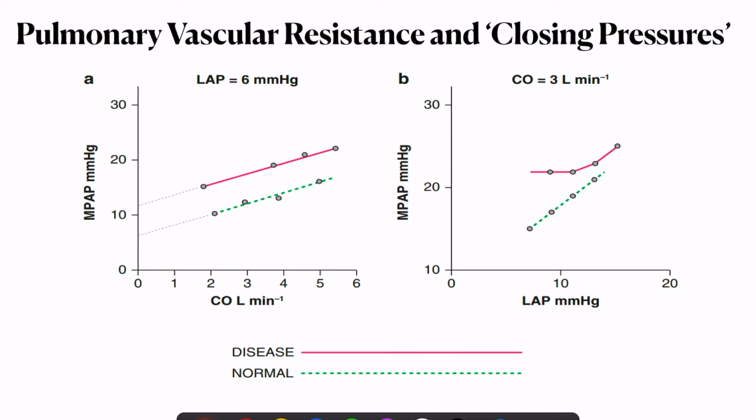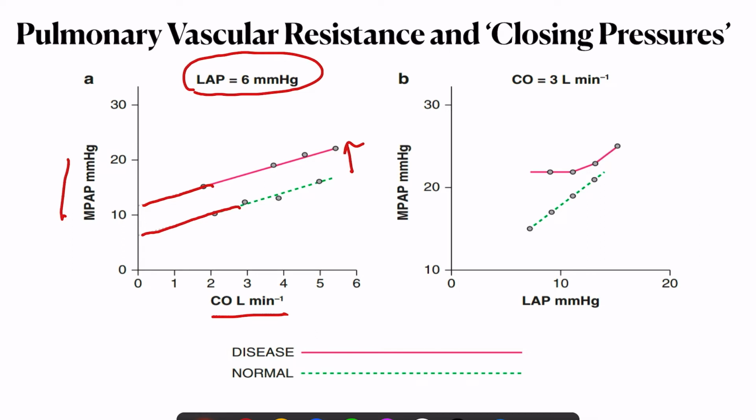If we chart the cardiac output with the mean pulmonary arterial pressure, we get a graph like this. This graph is displaced up in disease conditions. However, it reaches the baseline over here. This is with a constant left atrial pressure of 6.